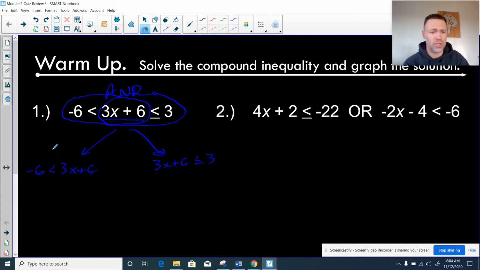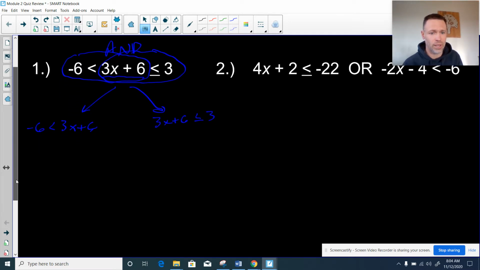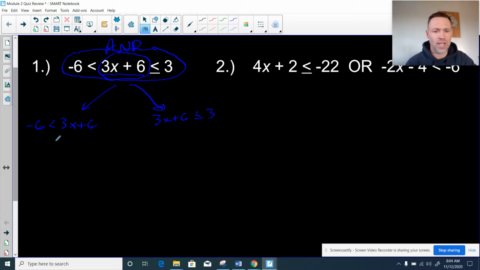And then all I do is solve these individually, right? So the steps are the same for each of them. I'm going to subtract 6 here. The reason I'm subtracting 6 is because, well, what's happening to x? I'm multiplying by 3 and I'm adding 6. I have to undo those in reverse order. The last thing I did was add 6, so the first thing I will do is undo that by subtracting 6 from both sides. That gives me negative 12 is less than 3x.